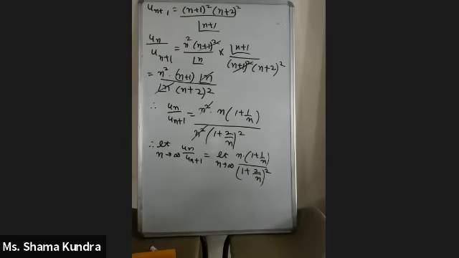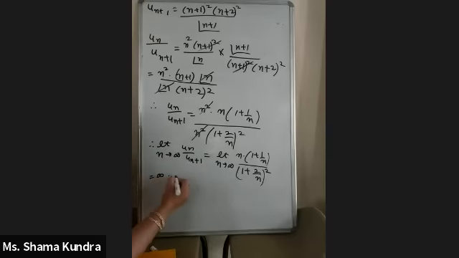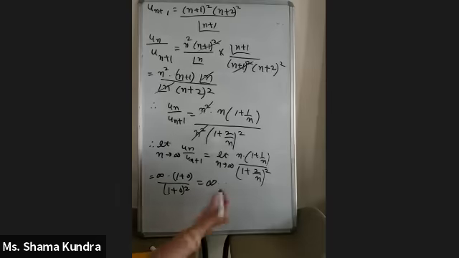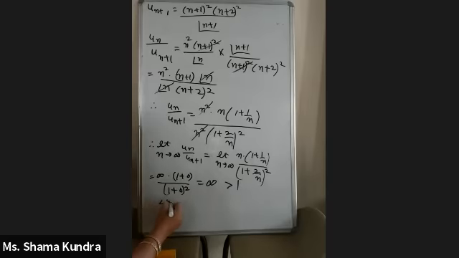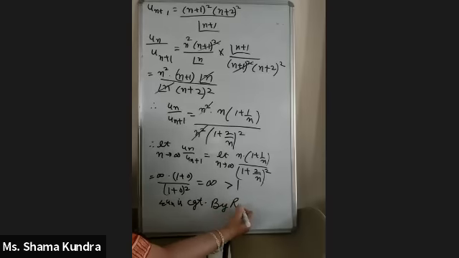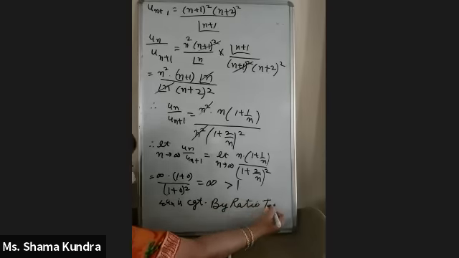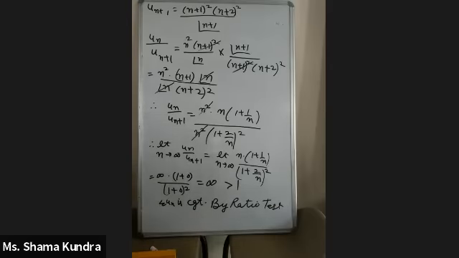Note one thing. Here it is infinity into 1 plus 0 over 1 plus 0 whole square. Infinity into something is infinity, and infinity is greater than 1. Therefore, by the ratio test, series un is convergent by ratio test. See one more example.